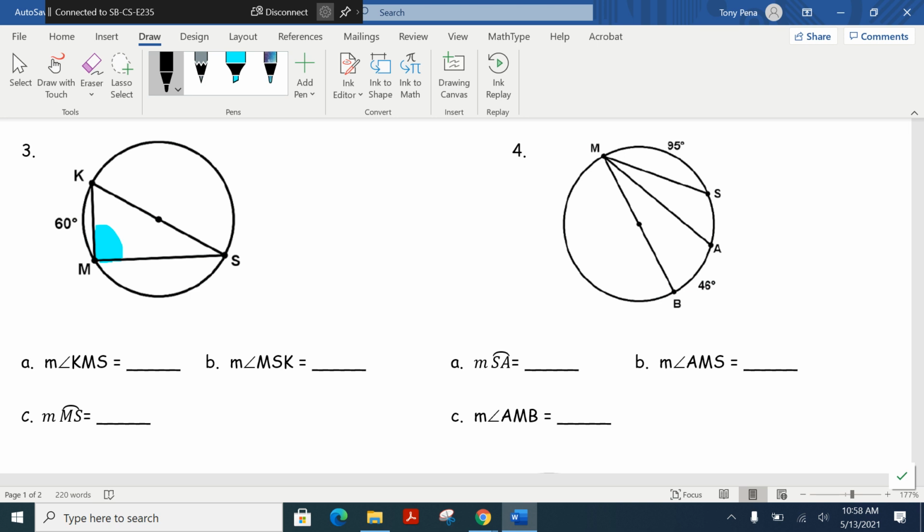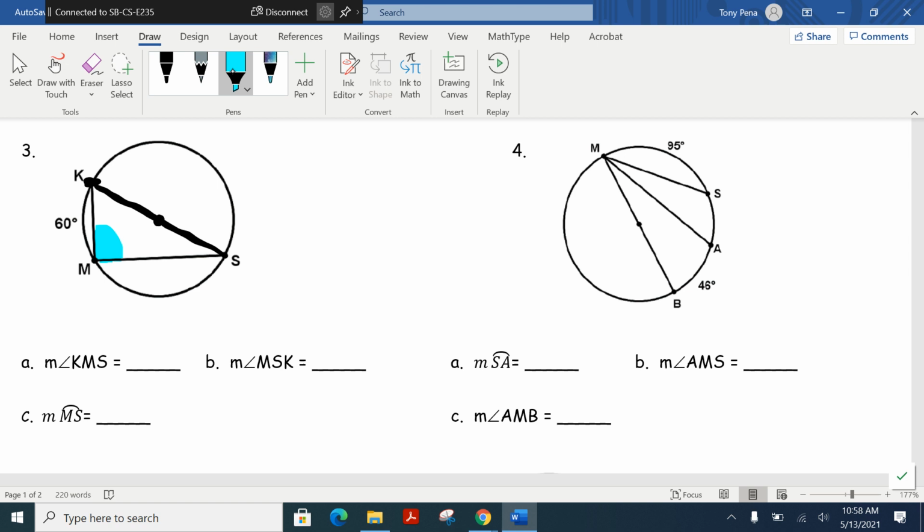Okay. This one I won't call on anybody because it's a little trickier. We haven't talked about what we need to talk about, at least not yet today. Look at the segment drawn from K to S. Notice how it's going through the dot. That dot indicates that this is the center of the circle. So when I connect K to S here, remember how that is what we call a diameter? The diameter cuts your circle in half.